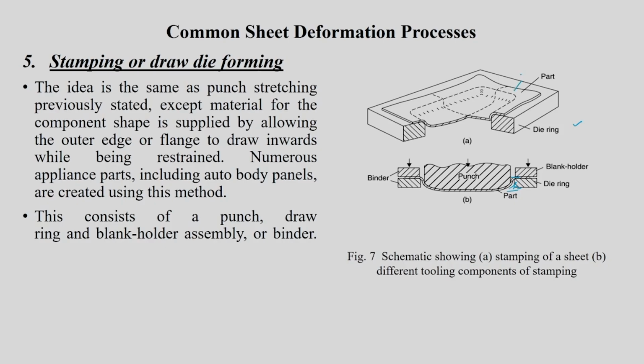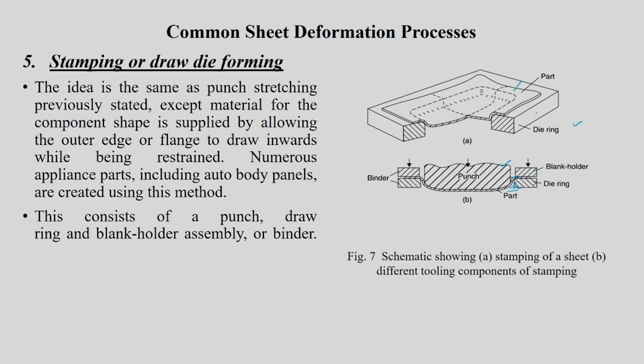So, the sheet is kept above the die. You can see that here it is a die and there is a punch. Let us say the punch is shown here in the B part and it is going to deform the sheet, and the sheet is clamped between the blank holder and the die ring. The idea is the same as punch stretching previously stated, except material for the component is supplied by allowing the outer edge or flange to draw inwards while being restrained. That is the main difference here.